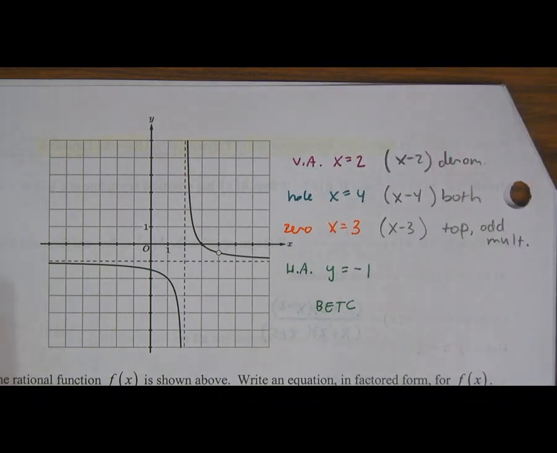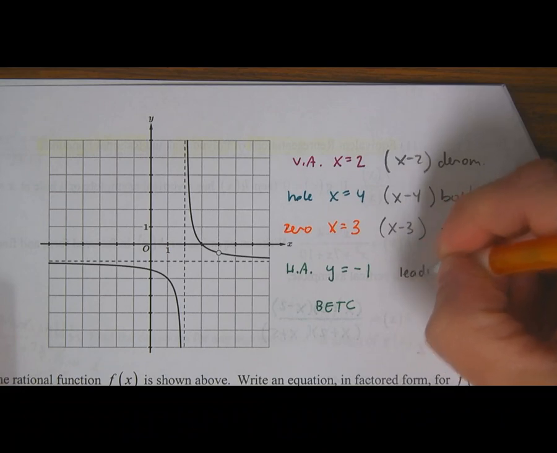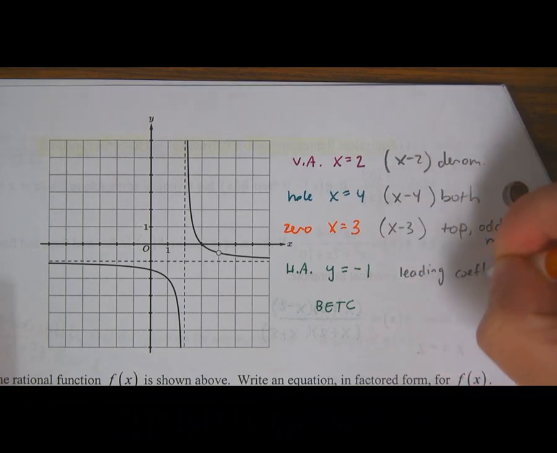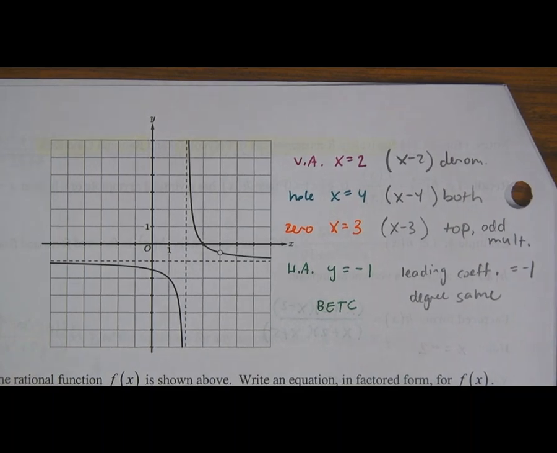So that just tells me this. When I get this thing written out, I need to make sure that the leading coefficients equal -1. The degree needs to be the same on top as it is at the bottom. All of that will help you piece it together, and that's all we really need to write this.